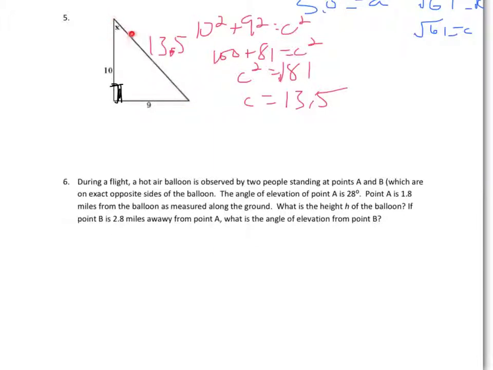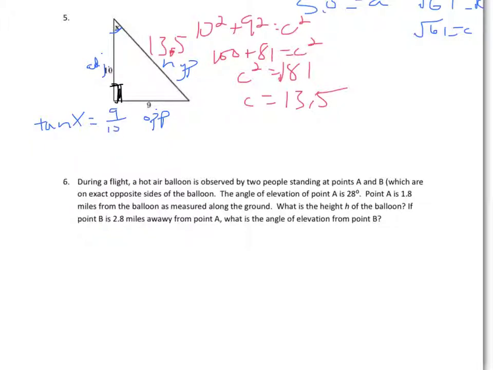So we want to find from this angle right here, from the blue angle, label all these sides. We know the hypotenuse is 13.5, opposite is the 9, and adjacent is the 10. So we want to use the 9 and the 10. We want to use the opposite and the adjacent. Which one of our trig ratios uses opposite and adjacent? Tangent. So tangent of x equals 9 over 10.